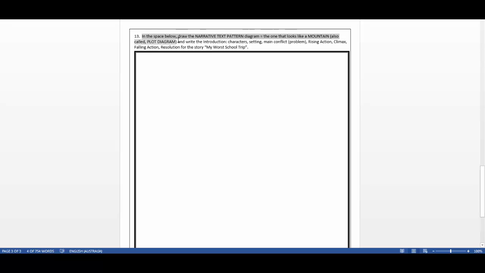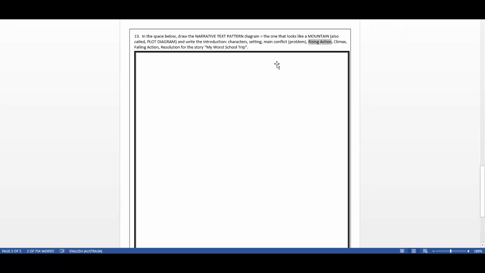In the space below, draw the narrative text pattern diagram, the one that looks like a mountain. It's also called the plot diagram. We looked at it in the last video. I would like you to write the introduction. Who are the characters in the story of My Worst School Trip? What is the setting? What is the main problem or conflict? What is the rising action?